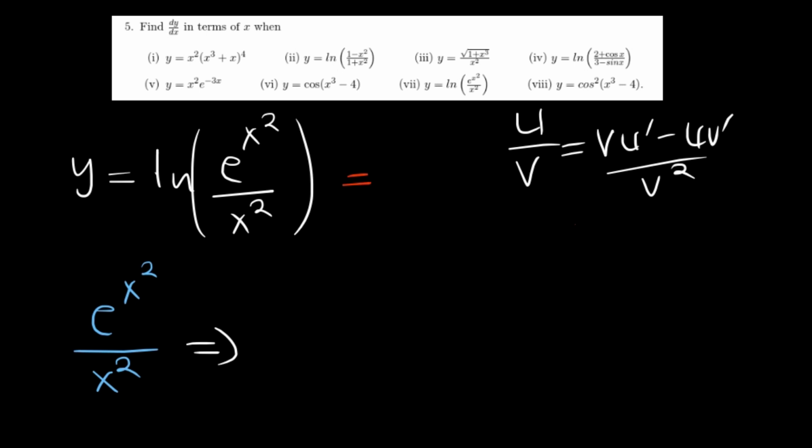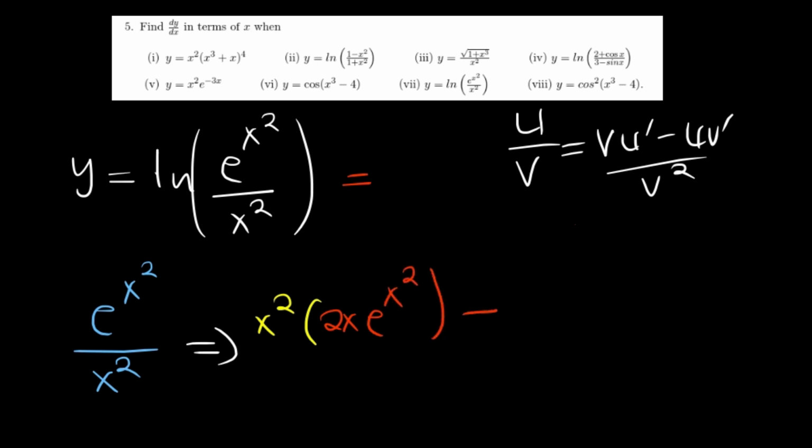So our v is what's on the bottom, so we have x squared. Now u prime, which is the derivative of whatever is on top: you say it multiplied by the derivative of the power. The derivative of x squared is 2x. So I have 2x attached to the exponential. The exponential, the power doesn't change.